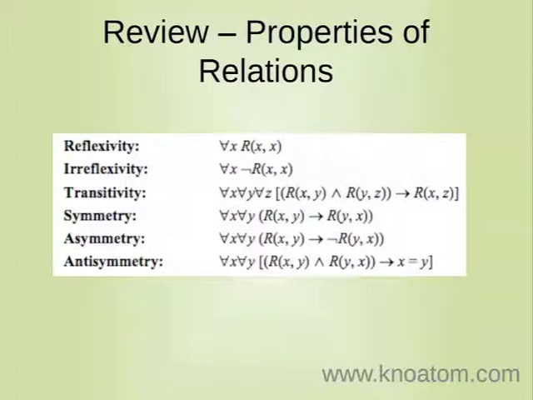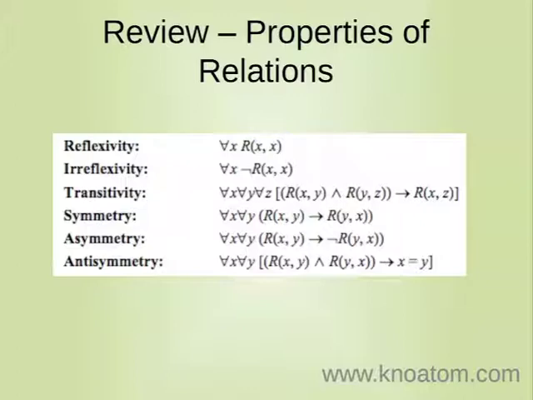Now, transitivity, this one says for any x, for any y, and for any z, if R of (x, y) and R of (y, z), then R of (x, z). So, if you have (1, 2) and (2, 3), then you also have (1, 3). Now, symmetry. Again, this one's pretty easy to understand. For any x and for any y, if you have R of (x, y), this implies that you have R of (y, x). If you have (1, 2), then you have (2, 1), and vice versa.